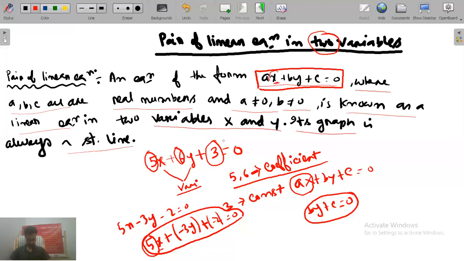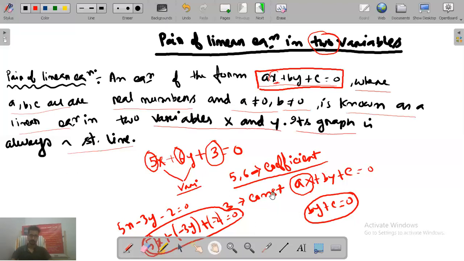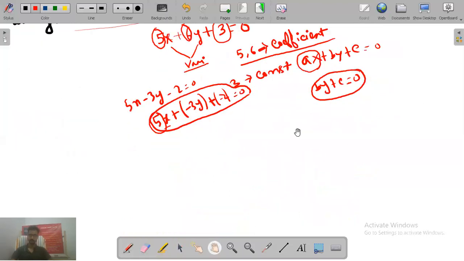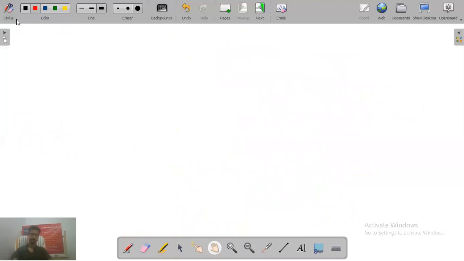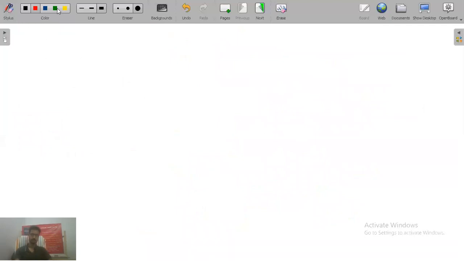Now the next topic: a system of simultaneous linear equations. What do you mean by simultaneous linear equations? Write down: system of simultaneous linear equations.